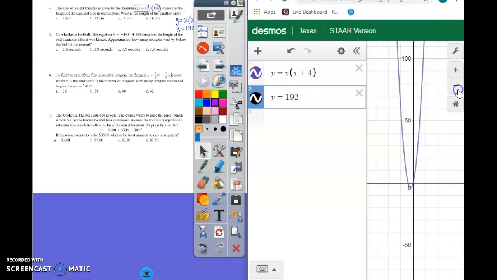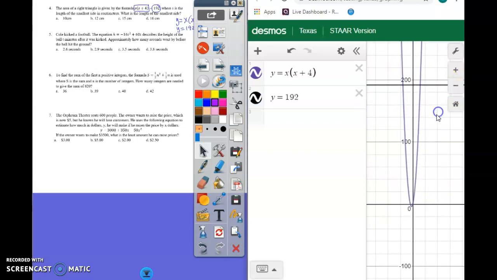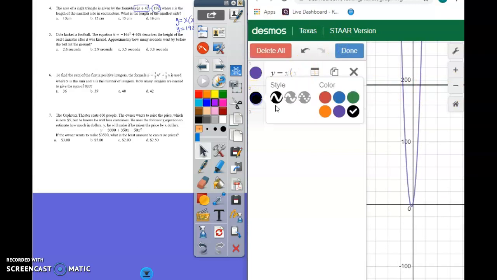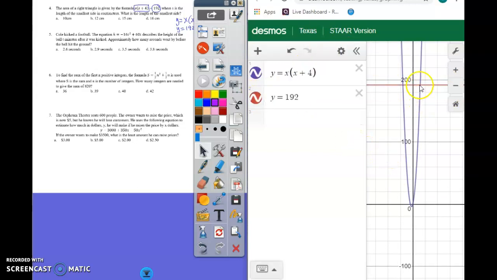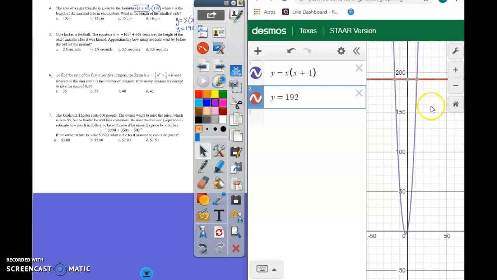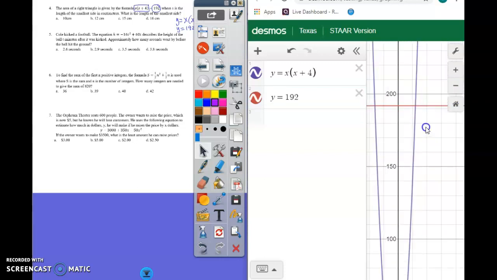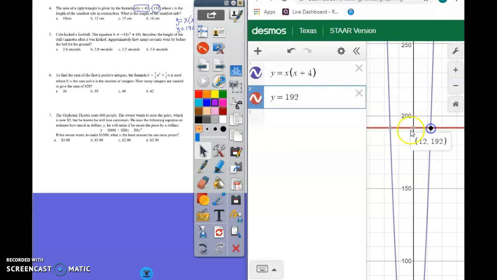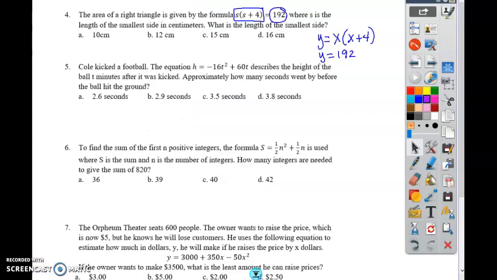So you have to zoom out and go look for 192. I can even change the colors if you can't see it. I'm going to change it to a red, so it's my purple and my red where they cross. Okay? So it's at -16 and at 12. -16, there's a point, and 12, there's another point. But what is it asking?